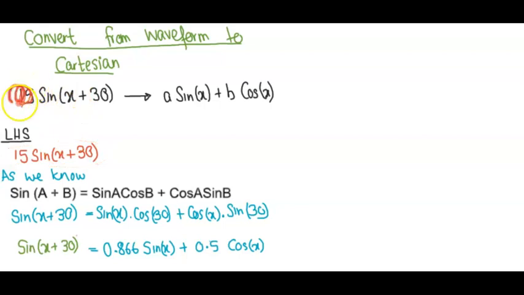Now I ignore the 15 for a while, and I know sine(x plus 30) is the same as sine(A plus B), this formula, where this is A and this is B. And you know the formula for sine(A plus B): sine A cos B plus cos A sine B. So instead of this A, you put x. Instead of the B, you put 30.